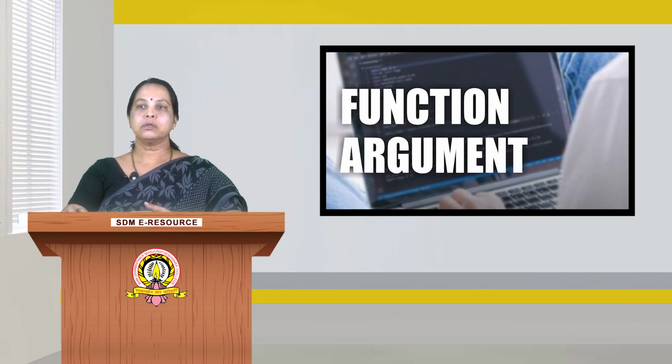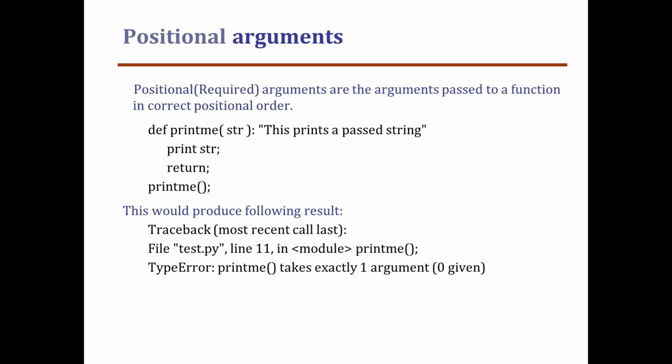The first one, the positional arguments. Here the number of parameters passed and the number of parameters received match, and the order in which the arguments are passed is the order in which they are received. So it is said to be positional arguments. Positional arguments are also called required arguments; they are the arguments passed to the function in correct positional order. So the number and the position will be received as it is, as passed.